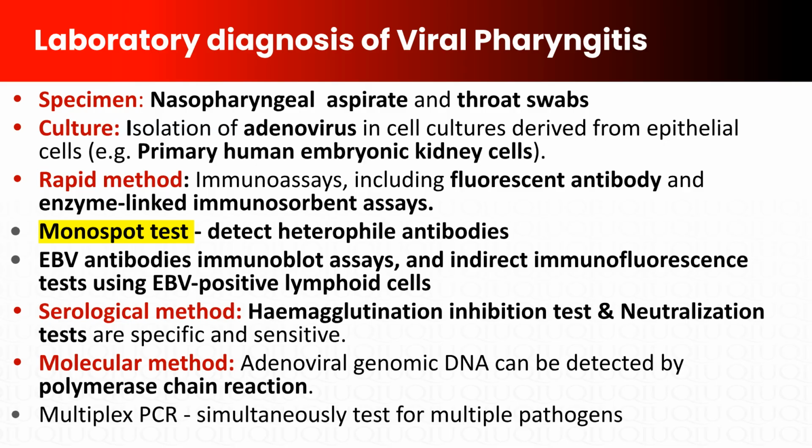Molecular methods have become increasingly important. Adenoviral genomic DNA can be detected by polymerase chain reaction, or PCR. This is rapid, highly sensitive, and can be performed on various specimens. Multiplex PCR is particularly valuable, as it can simultaneously test for multiple pathogens in a single reaction. A single specimen can be tested for adenovirus, EBV, rhinovirus, influenza, RSV, and many other respiratory pathogens all at once, providing comprehensive diagnosis.